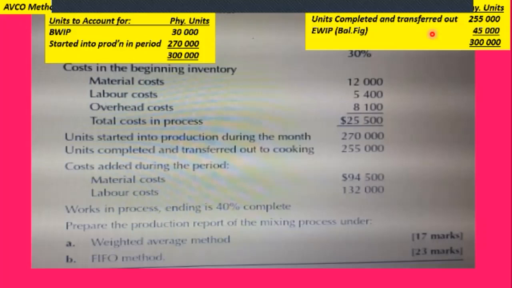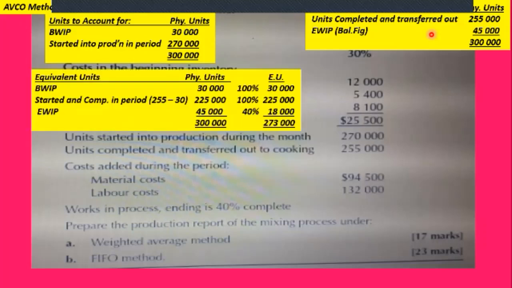Okay. We go to the physical units, convert them to equivalent units. The beginning, I kept this format here from the last one to show you. What happens is you lump these two together into the 255 here. I could have put the 255 here, but I want to show you the difference between the AVCO and the FIFO method.